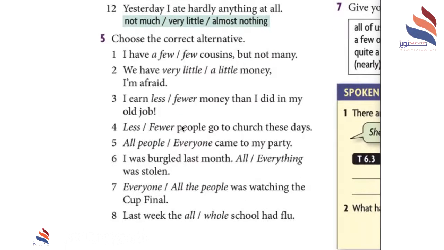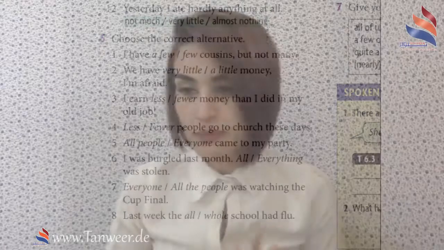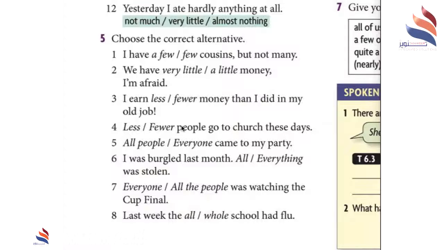Let's move to number 5. Choose the correct alternative. I have a few cousins, but not many. So here it's about choosing, is it few or a few? Which one is positive? As we said, a few. But to him, it's fine. So he can say, I have a few cousins, but not many. A few gives a positive meaning, and he's happy with the number. He didn't seem to have a problem with that.